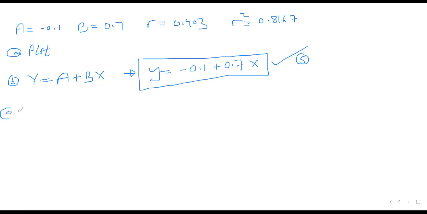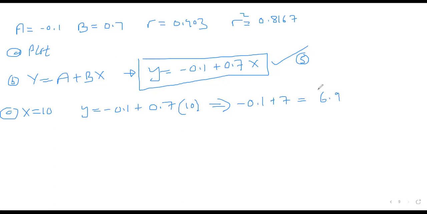At C, they're asking us to predict y when x is equal to 10. So we just go into the equation and replace x with 10. Negative 0.1 plus 7 gives us 6.9. So this is our predicted value.